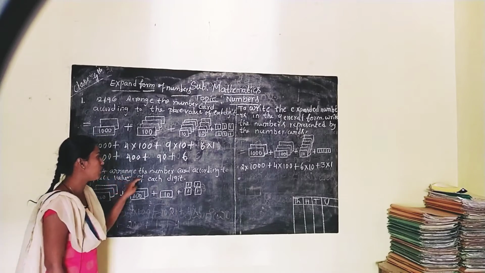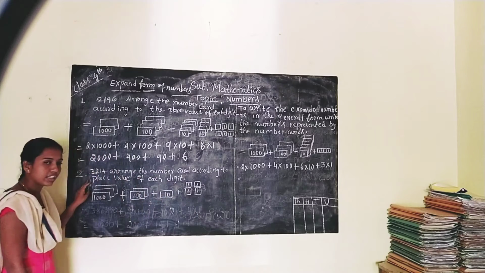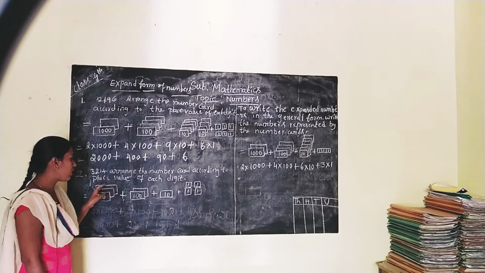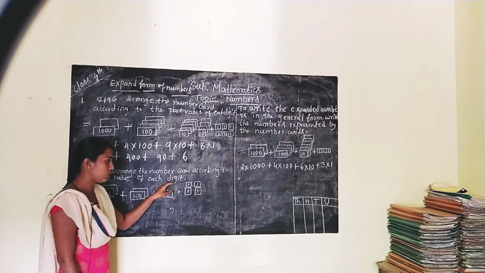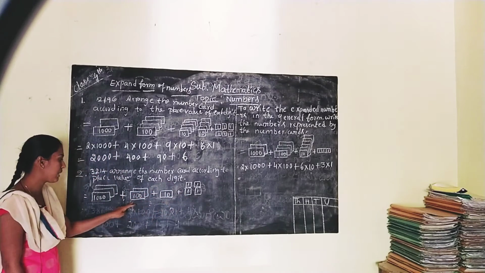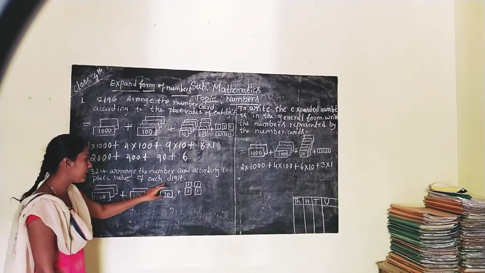Next, to give one more example, 3214. Arrange the number cards according to the place value of each digit. The given number is 3214. We have to find out the place value of each digit. This is the units place, this is the tens place, this is the hundreds place, this is the thousands place.